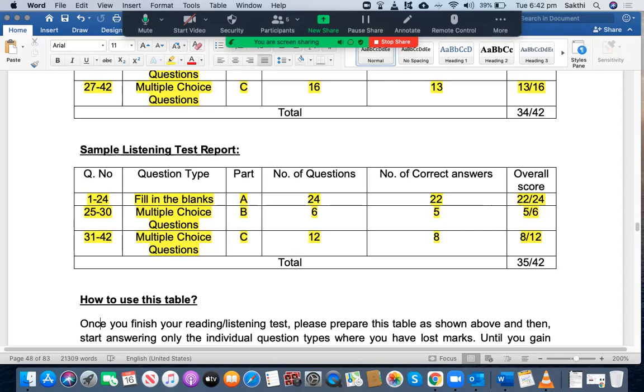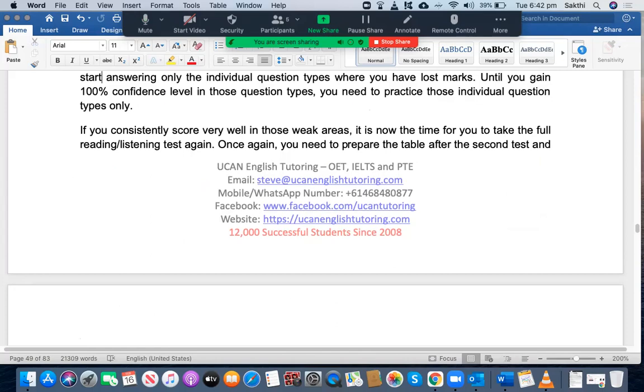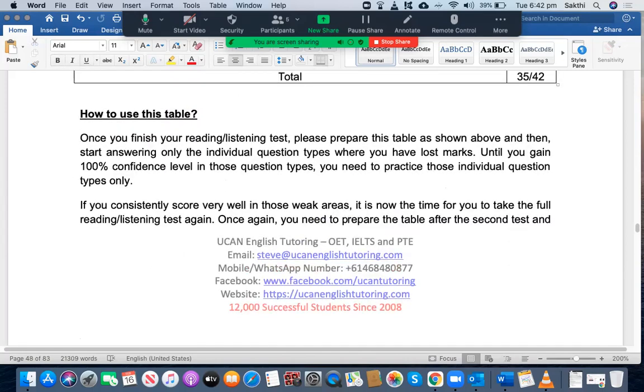How to use this table? So we know now how to prepare this table, and we know what it's going to be used for, which question types or which sections we can use it for. Now we need to know how to use these tables. Once you finish your reading or listening test, please prepare this table as shown above, and then start answering only the individual question types where you have lost marks.